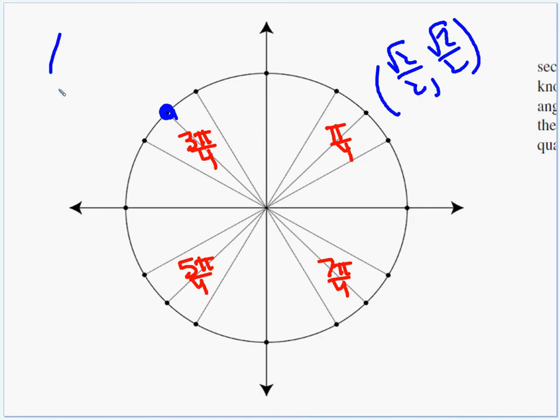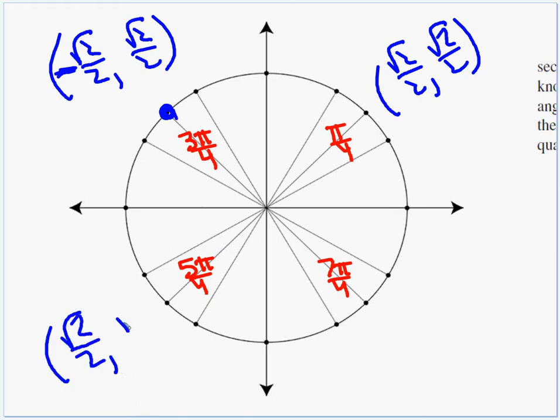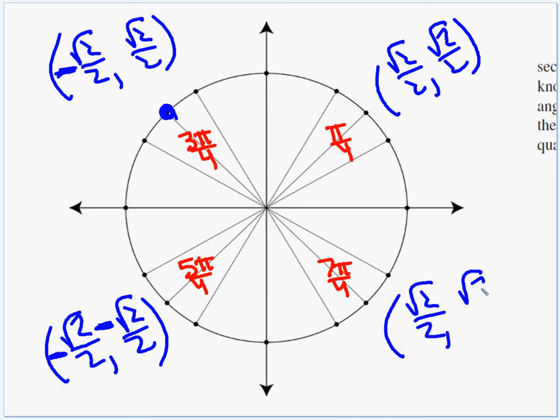Here at 3/4, it's root 2 over 2 comma root 2 over 2, but now the x-coordinate is negative, the y stays positive. Down here in quadrant 3, same values, both are root 2 over 2, but here in quadrant 3, both of these are now negative. In quadrant 4, at 7/4 pi, it's root 2 over 2 comma root 2 over 2, but now the x is back to positive and just the y value is negative. So there are the sines and the cosines for quarter pi, 3/4 pi, 5/4 pi, and 7/4 pi.